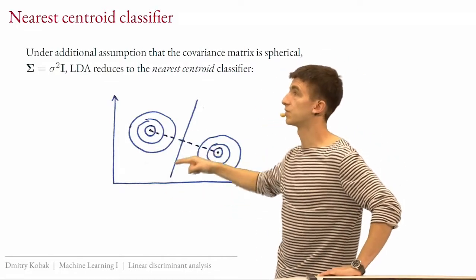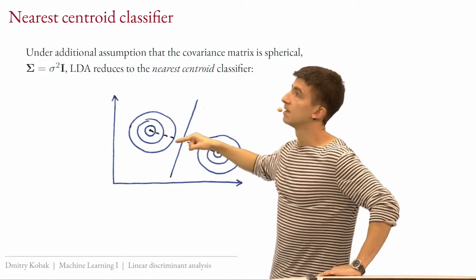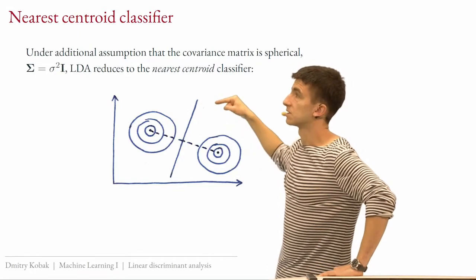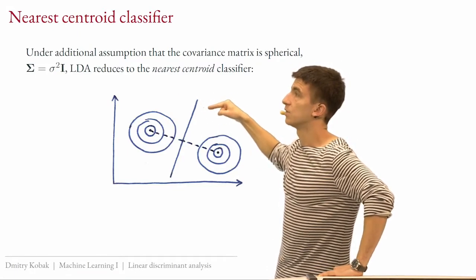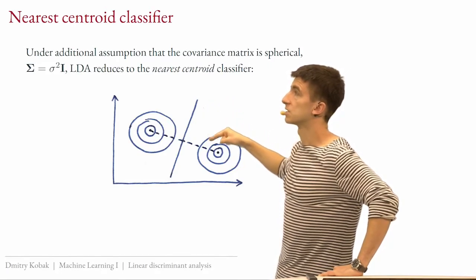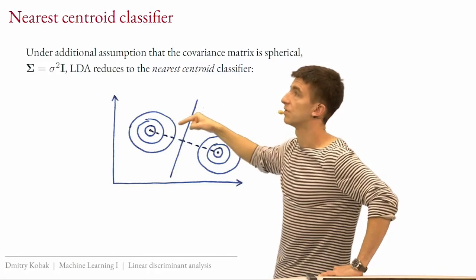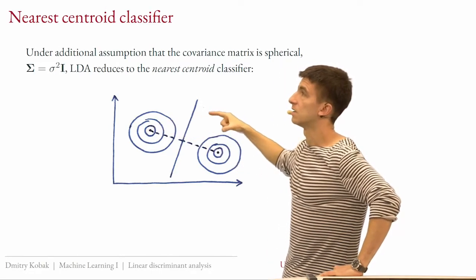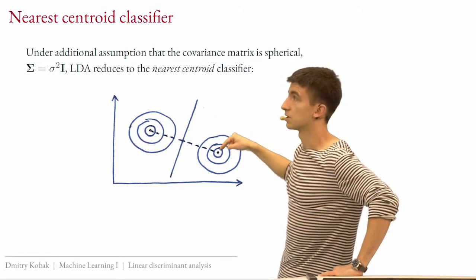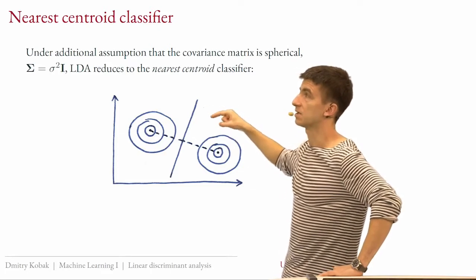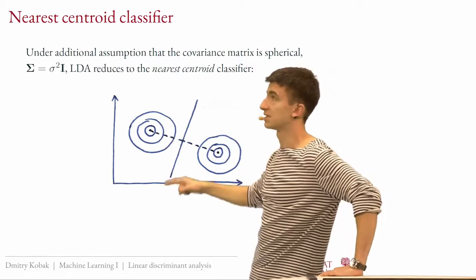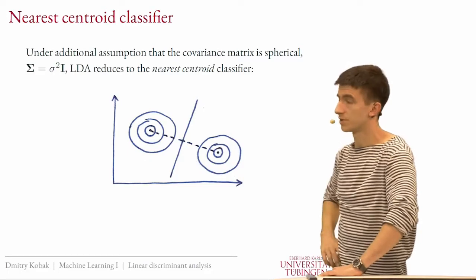And you get the decision boundary that is orthogonal to the line connecting the centroids, which also means that if you want to classify a point, let's say here, it's on the right side of the decision boundary, but you can equivalently say, you just look at the distances to this centroid and to this centroid, and you pick the class whose centroid, the mean, is closer. And for this point, it will be that class. So this decision rule is the same as this decision boundary.